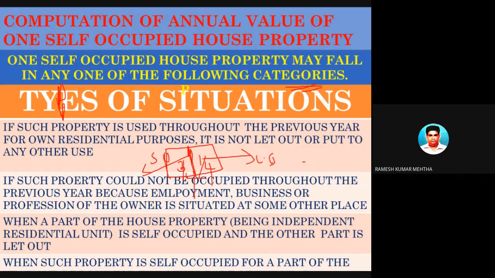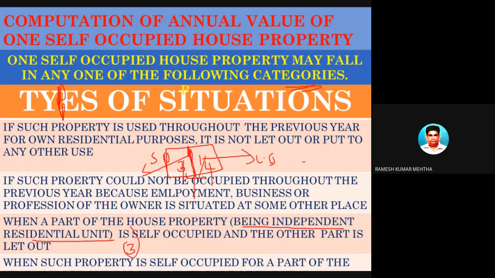of the property has a chance of being let out. So they are not dependent residential units. They are rather independent residential units, and a part is self-occupied by the owner, and the remaining part of it is let out by the owner to the tenant. This is circumstance number three.